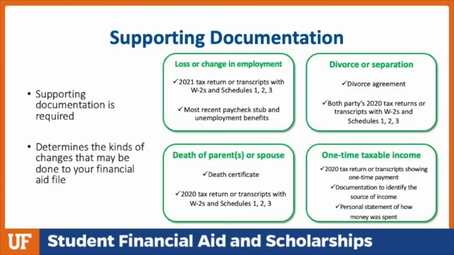Documentation is necessary for your petition to justify the potential revisions made to your file. So if your petition is missing supporting documentation, it cannot be reviewed and it will be denied. When completing your petition form, be sure to review the types of documentation needed for your situation. For example, if you're petitioning for loss of employment, you'll most likely have to provide your most current tax return information or unemployment benefits. If you're petitioning due to a divorce or separation, documentation of the divorce agreement is necessary as well as a copy of both parties' income information.